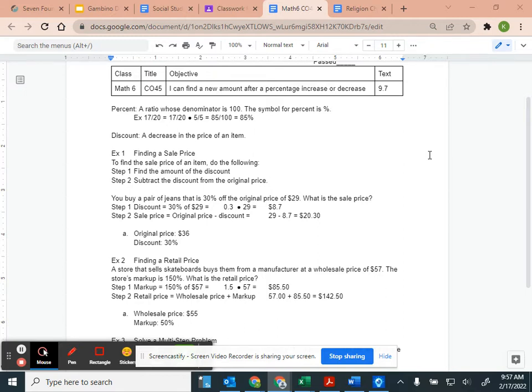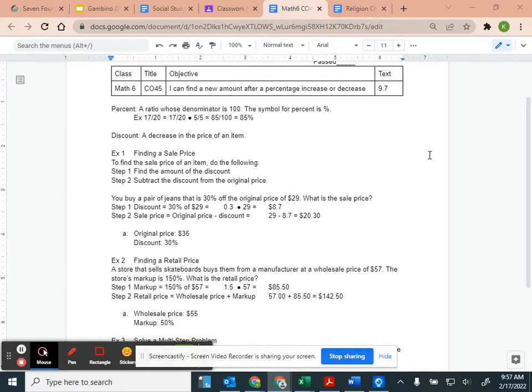All right, let's learn about today. CO45, I can find a new amount after percentage increase or decrease. So first we have to know what a percent is. A ratio whose denominator is 100. The symbol for the percent we know. So a discount is a decrease in the price of an item. So if you get a 10% discount for being just a spectacular, awesome person, you're getting a 10% decrease in that amount. So you're going to want to know, what is my new amount? If I get 10% off, what do I get for that? How much do I have to spend?